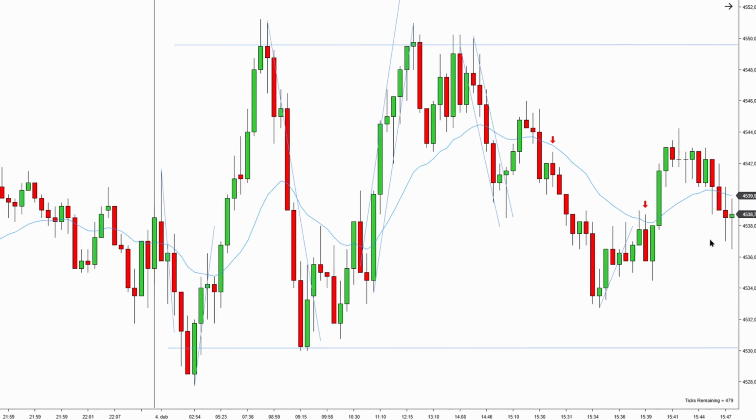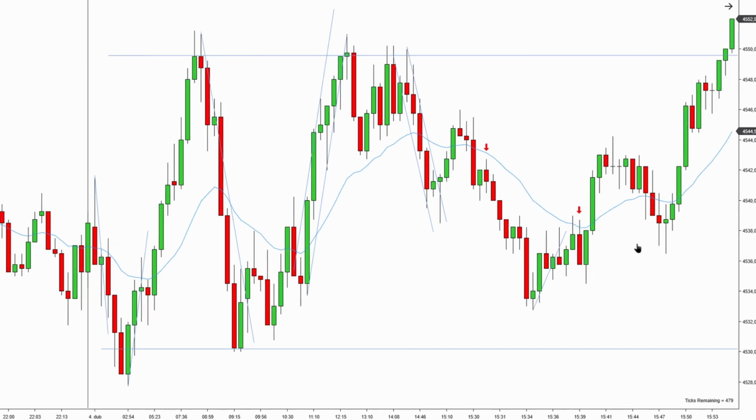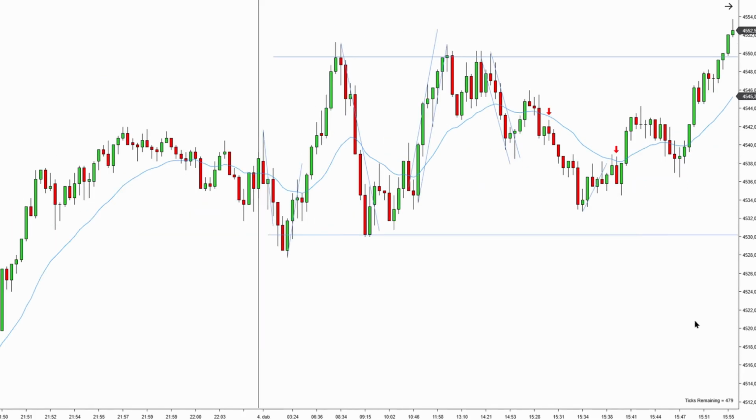There is no clear bias, no clean setup, and I'm just sitting and waiting for price to develop a clear structure. And notice what is happening, and this is important. If I zoom out like this and ask myself, what is the bigger structure? The bigger structure is a trading range. Is it a healthy trading range?